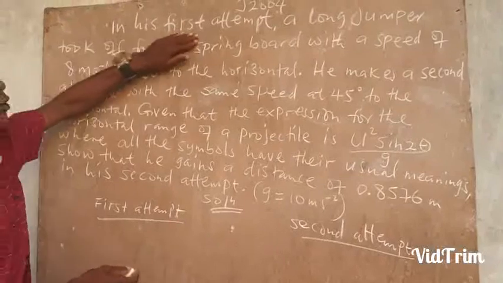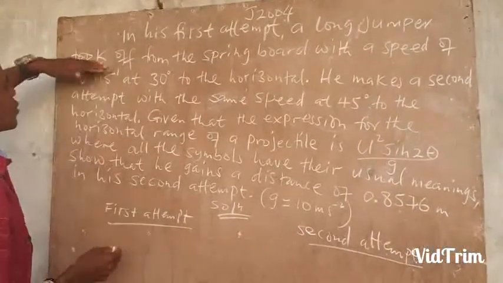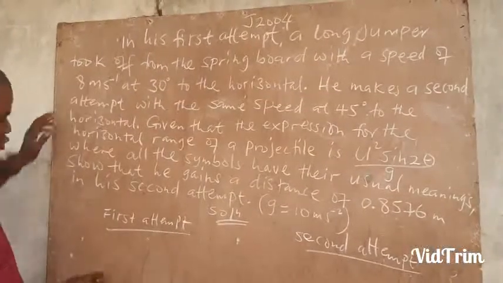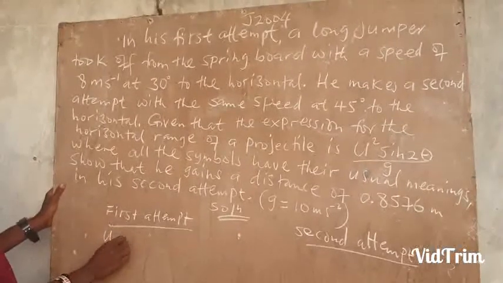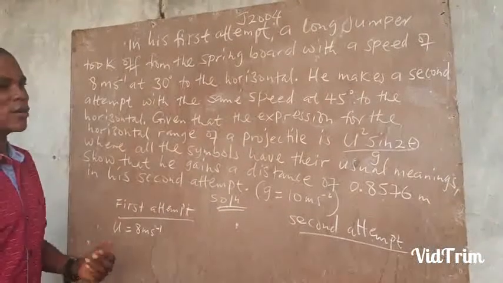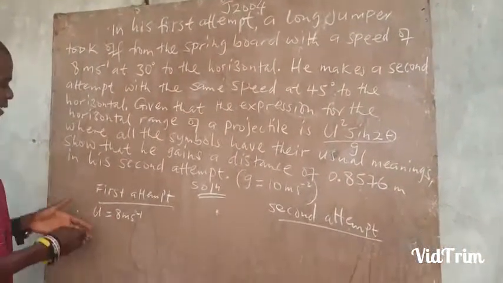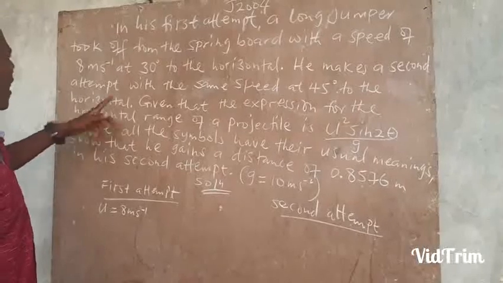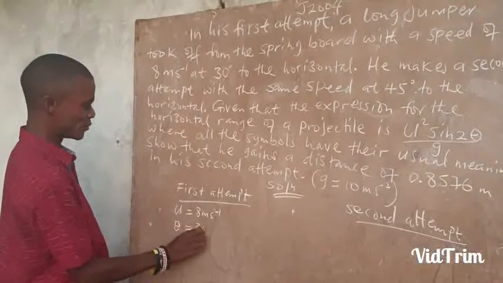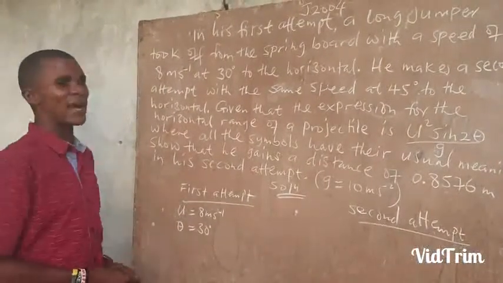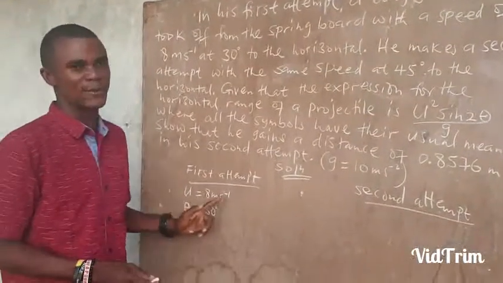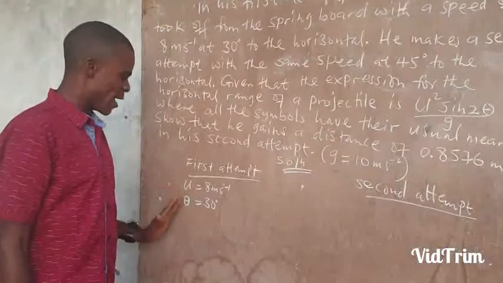According to the question, in his first attempt, a long jumper took off from a springboard with a speed of 8 meters per second. So u in the first attempt is 8 meters per second. That is the speed at that particular time. Now at 30 degrees, theta becomes 30 degrees. That is the angle. The moment you have the initial velocity as 8 meters per second and the angle at 30 degrees, you can get the range.